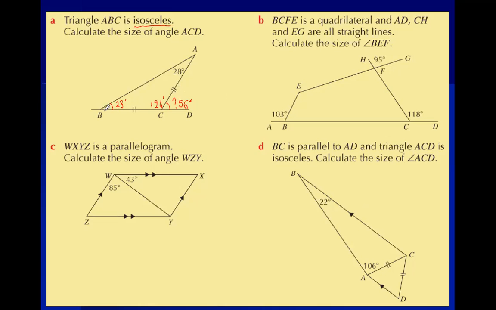And during an exam, you can just write them like that. You don't have to show all your working. If you wanted to show your working, you can just say that here you've got 180 minus 28 plus 28 if you wanted to, and that's 124. And then 180 take away 124 equals 56. But again, you don't have to.